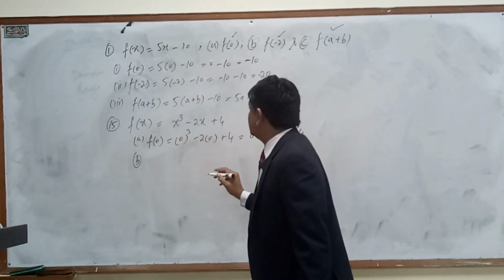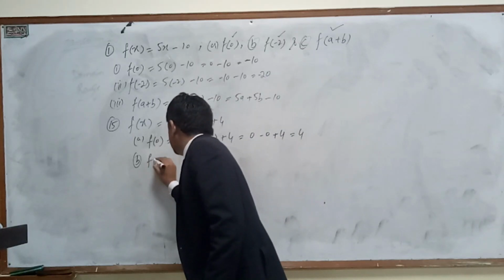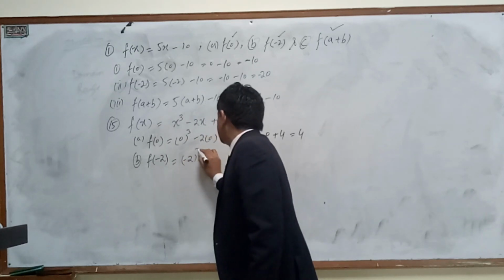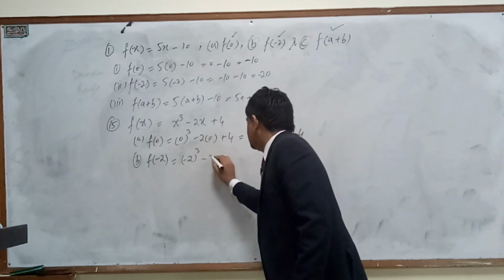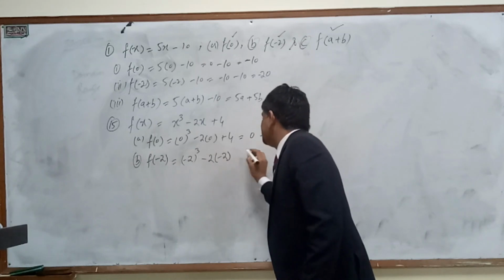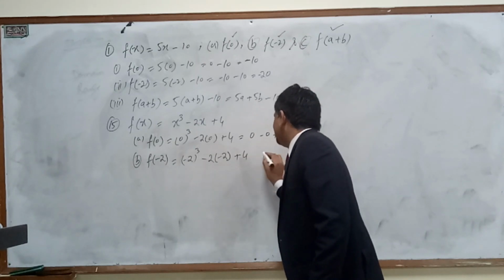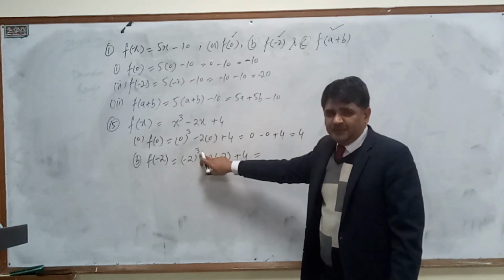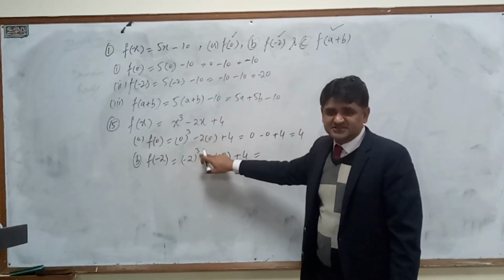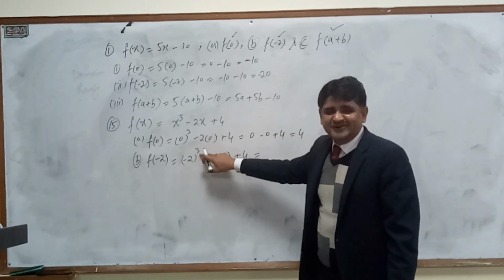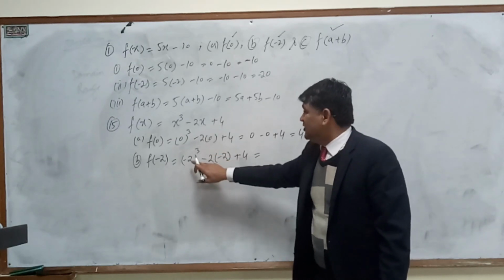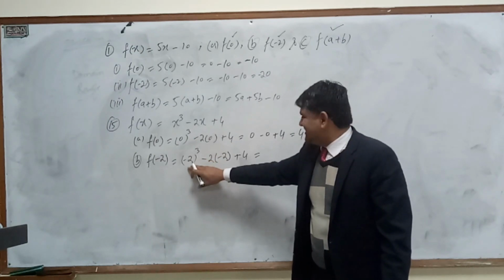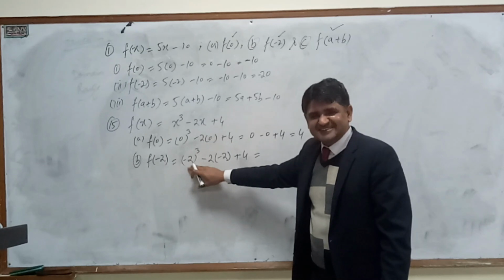What is part B? Here the value of x is minus 2. So minus 2 raised to power 3, then minus 2 into minus 2, plus 4. Here the power is odd, so obviously we will get a negative answer. If the power is even, then we will get a positive value. Most of the students make a mistake here: they write the answer as 6.